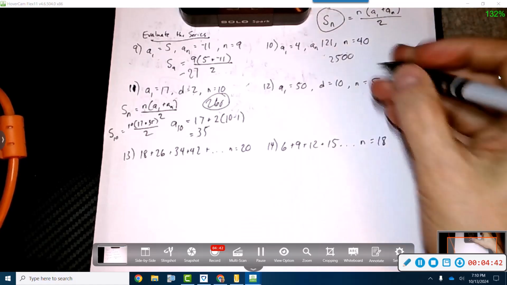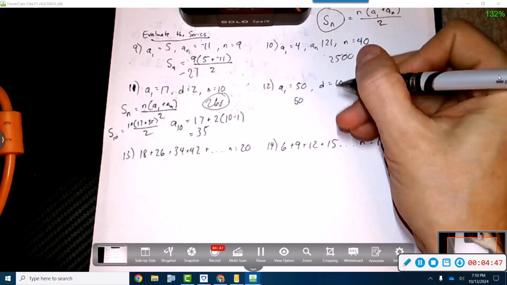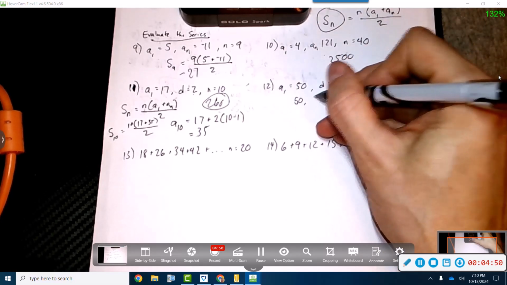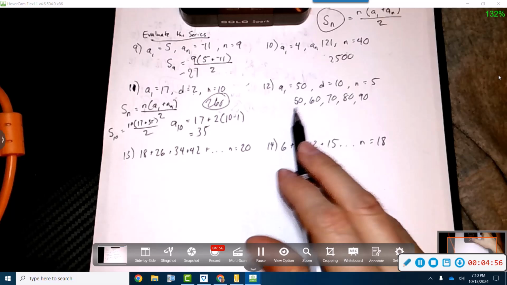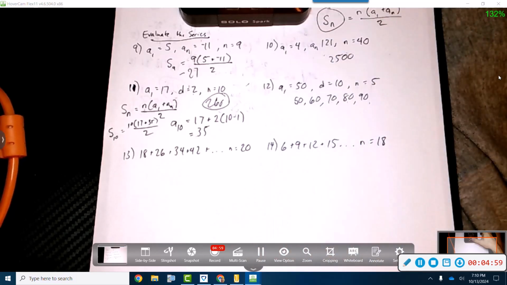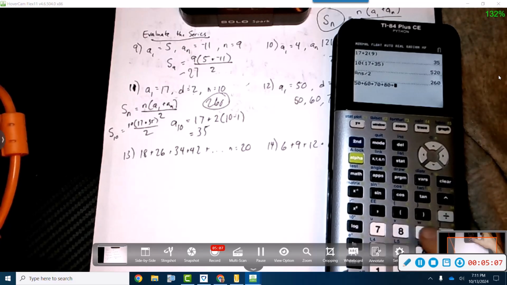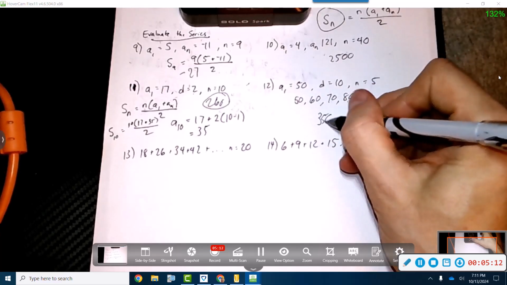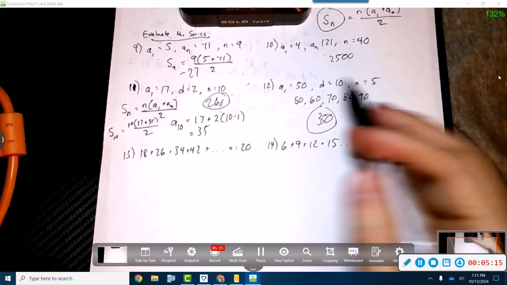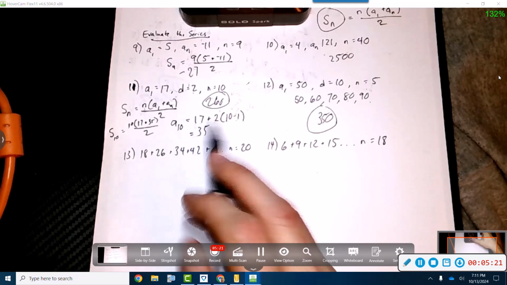All right, next we have the 5th term. Now, if you're in a pinch, notice this: if the difference is 10, this is small enough. Why not just do this? 50, 60, 70, 80, 90, isn't that 1, 2, 3, 4, 5? Those are our 5 terms. So let's just do it. 50 plus 60 plus 70 plus 80 plus 90. Looks like it's 350. All right. So as long as you know what the process is, if you've got a small n here, you don't have to use this formula to figure out what it is so far down the sequence.